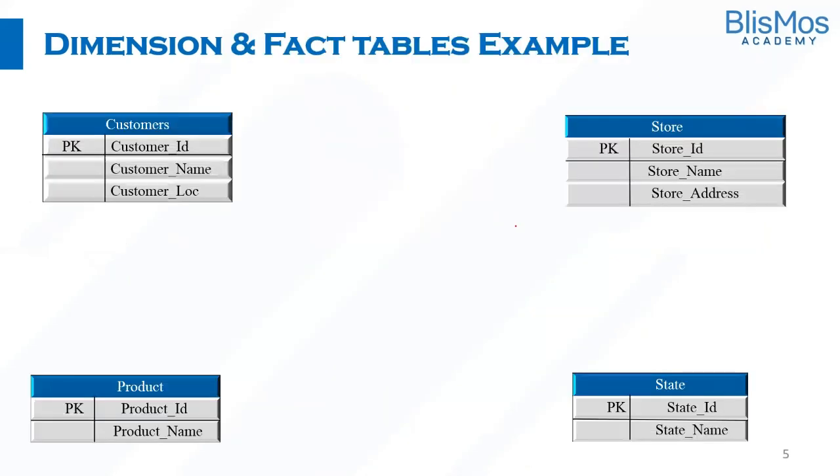You can see here there are four tables: customers, product, store, and state. What are these? These are dimension tables. Why are these dimension tables? We say product ID, it is describing the product. Customer ID is describing the customers. Store, it is describing the store. State, it is describing the state.